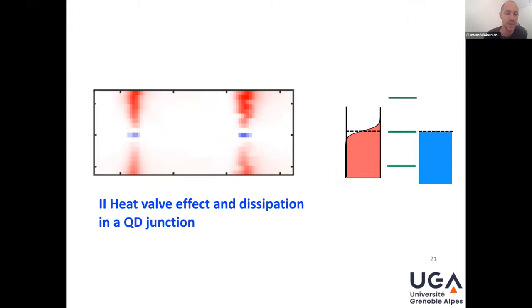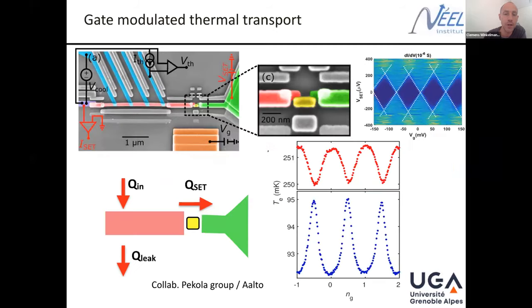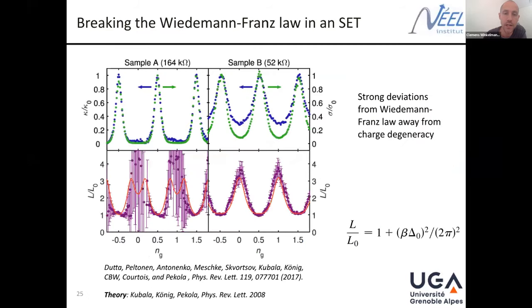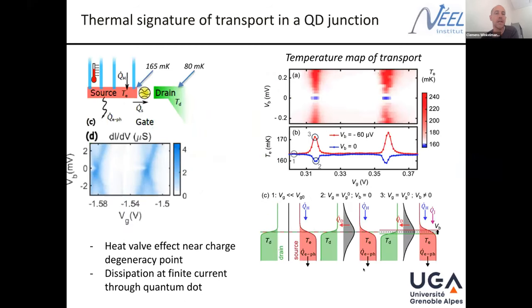I just want to show you this last result. This is a quantum dot junction where we now measure the temperature. I will skip this. These are data where we measured heat transport in a single electron transistor. Let me just briefly show this last experiment. Here we have a quantum dot junction. We are measuring temperature as a function of bias and gate. And what we find is this Coulomb diamond pattern again. We're starting from a temperature of 165 because we overheat this region slightly. The base temperature is 80 millikelvin.